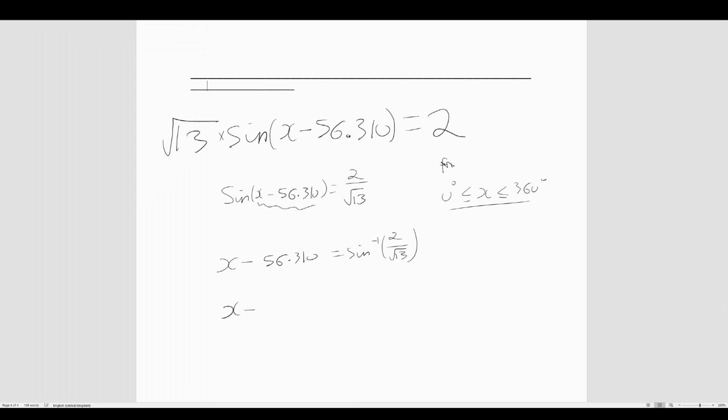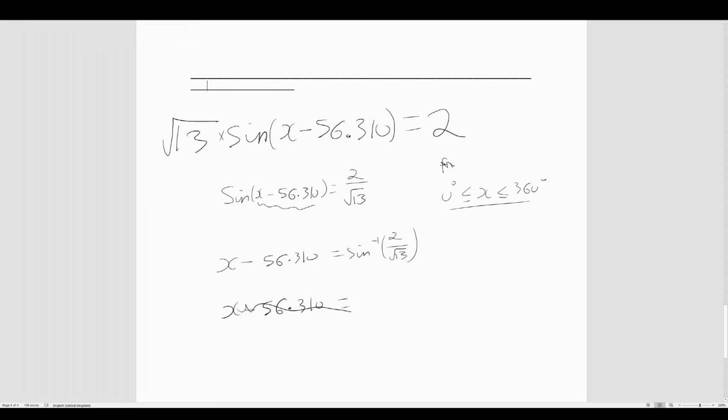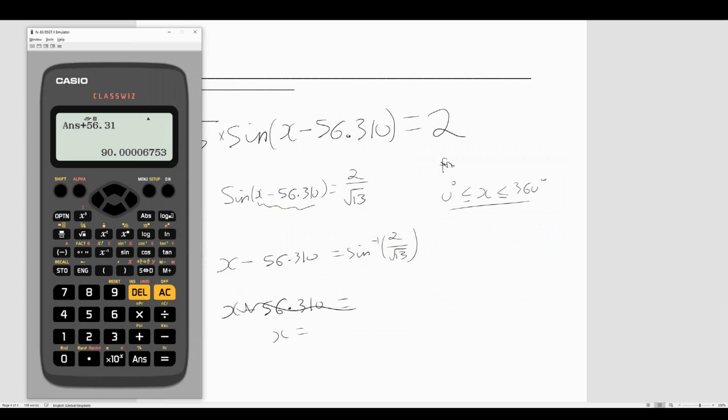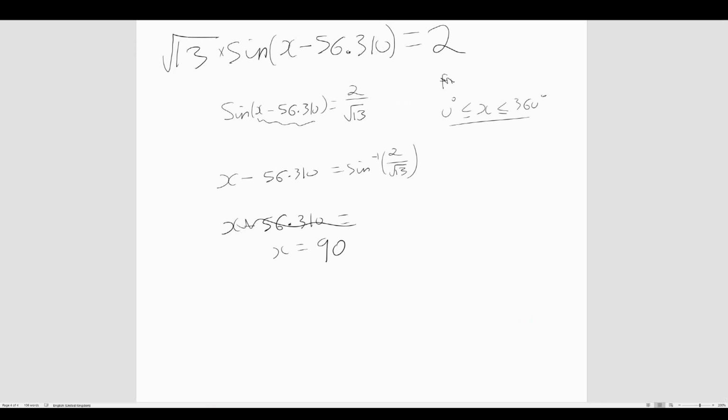So I have x minus 56.310 is equal to 33.69. Let's add that on, 56.31. I've just added 56.31 to both sides. I get exactly 90. So I get x equal to 90. And let's have a look at other solutions we could have. So we want all solutions between 0 and 360 for x.